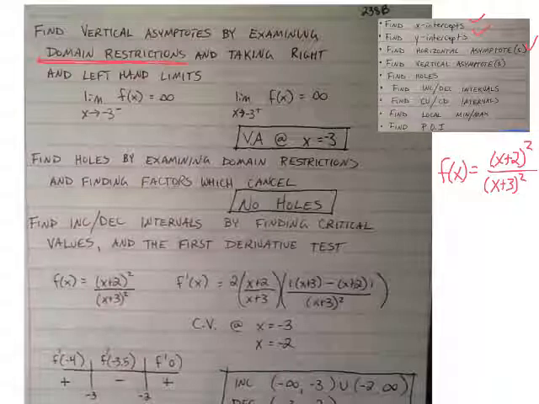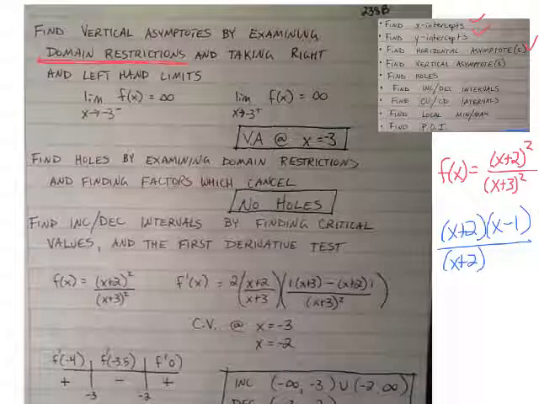So that brings us to the next part where we're finding holes by examining the domain restrictions. There's no factors that cancel. Our right and left hand limits don't tell us there's a hole, so we can say there are no holes. An example of an equation that might have a hole would be x plus 2, x minus 1 over x plus 2, x plus 5. And notice that these two terms cancel, so we would have a hole at x equals -2.